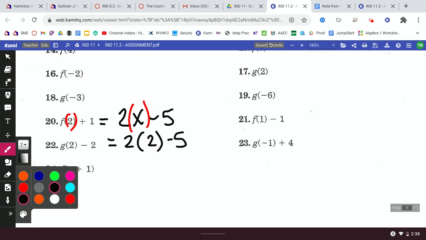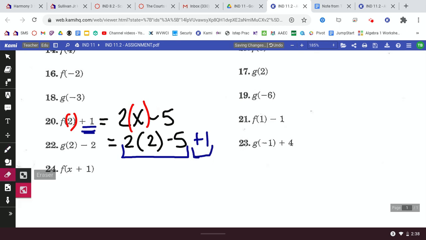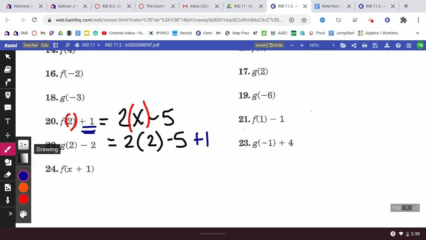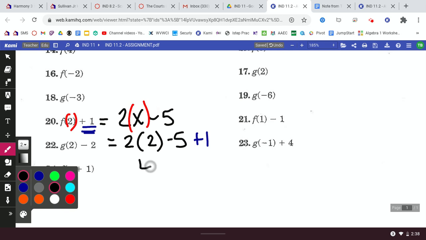That's the function part of it, but you still have to go back and add on at the end, tack on that plus 1 at the end. So it's a function plus 1. So here's my function, and then my plus 1. Okay? Function plus 1. All right, so now we still do PEMDAS. And PEMDAS says 2 times 2 is 4 minus 5 plus 1. 4 minus 5 is negative 1. Negative 1 plus 1 is 0. So f of 2 plus 1 is 0.